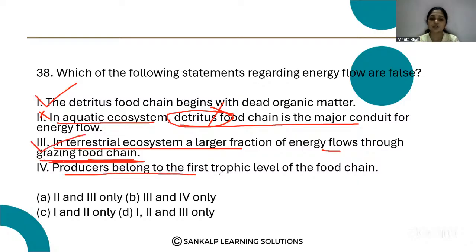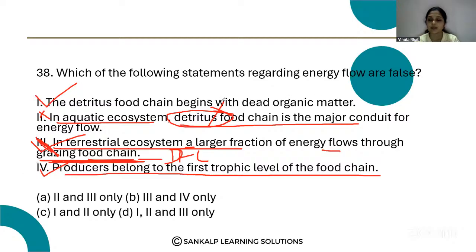Producers belong to the first trophic level of the food chain. So that is also correct. Sorry, this is the wrong one, because here the detritus food chain is the major conduit for the flow of energy in the terrestrial ecosystem. So option 3 is also wrong. The fourth one is the correct one.